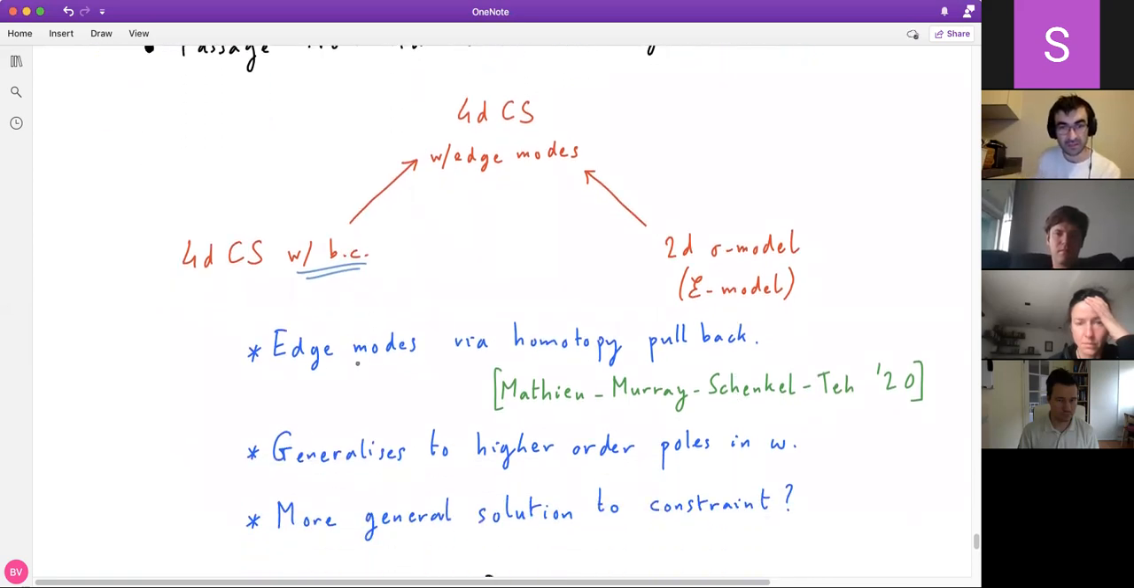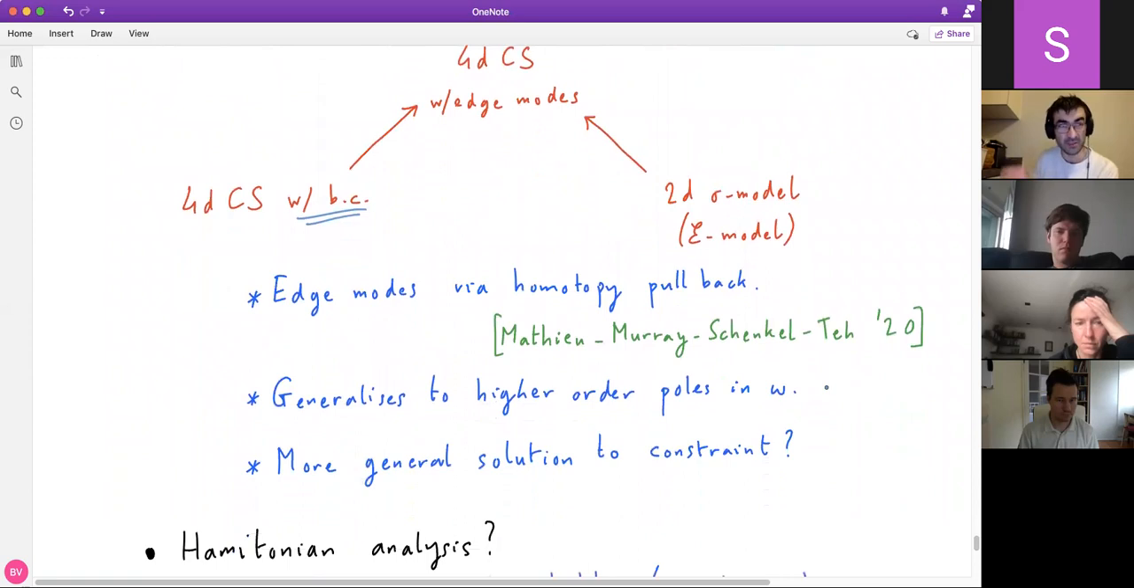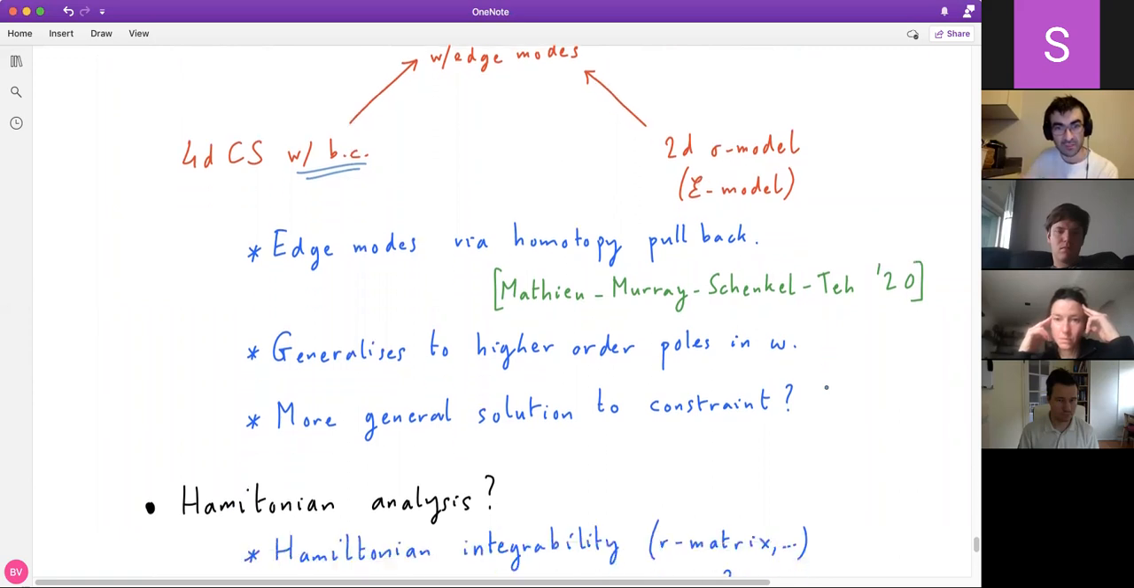So this construction of edge modes via homotopy pullback was understood recently in a more general context in gauge theories. So we applied this to this particular context. In their story, they applied this to theories with boundaries. Here we don't have a boundary, we have a defect, which is codimension two. So it's a nice generalization of this story. Everything I've said generalizes to higher order poles in omega. So I've focused here on simple poles, but everything works in higher order poles. You just get many more examples of integrable field theory. So in fact, we're able to build many new examples. So this is a sort of constructive machinery which allows you to build new examples of integrable field theories.